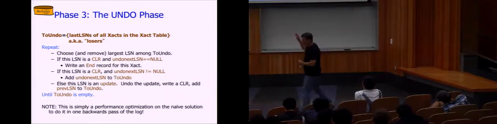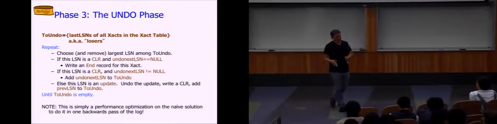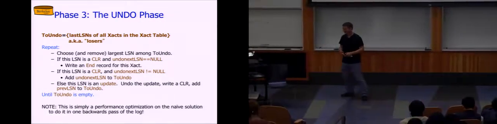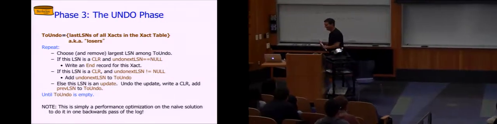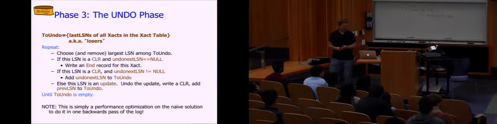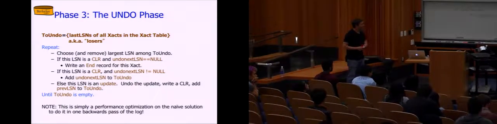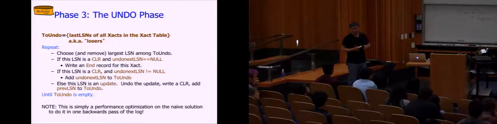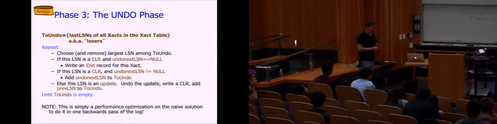And we don't do the undos that already got undone, because they don't need to be undone. They only need to be redone. CLRs only get redone, right? This is just a performance optimization on that naive dance I did, right? Or set of dances.